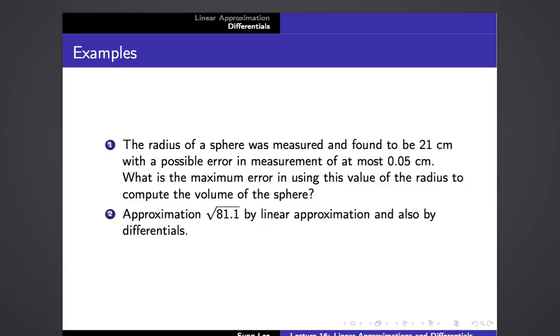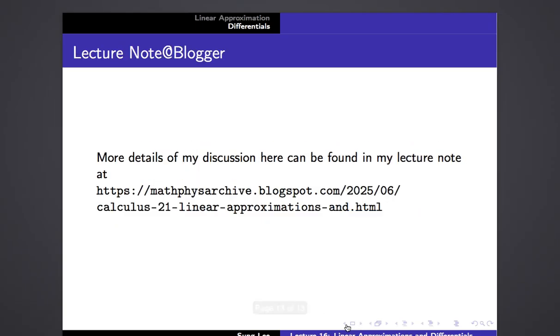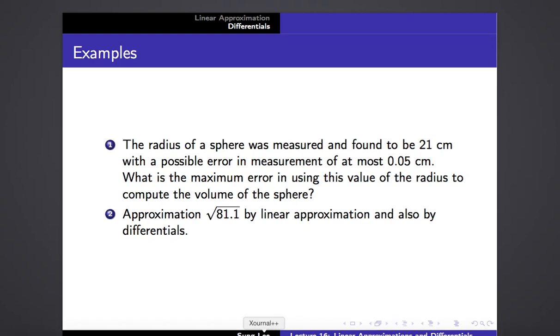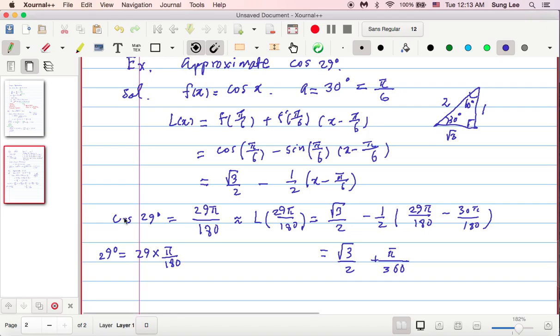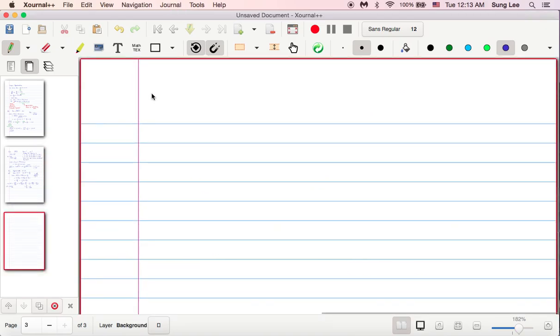Let's get to my notepad. So, example here. We are going to work on this example again using differentials. All you have to know is the following thing: delta y is approximated by f prime of x times delta x. That's a simple formula.